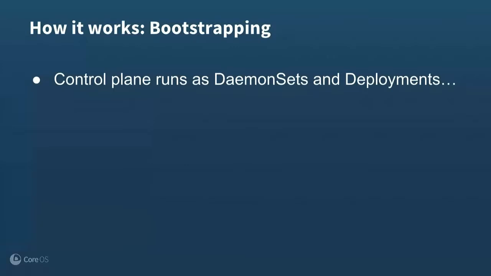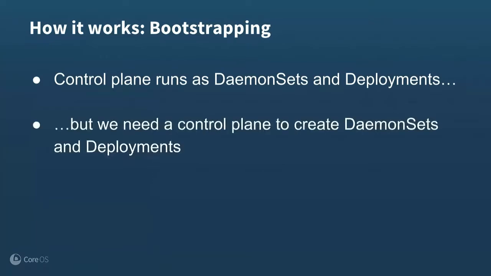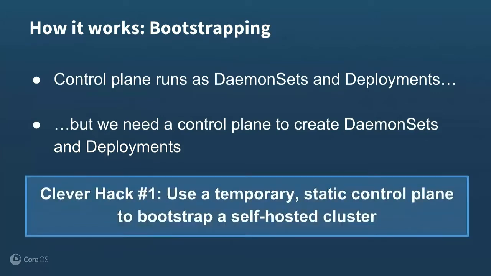So the control plane, as I mentioned earlier, runs as daemon sets and deployments, which are native Kubernetes objects. But we need a control plane to create daemon sets and deployments. So how do we do this? Well, we're going to have what I call clever hack number one. So I mean hack in a good sense.